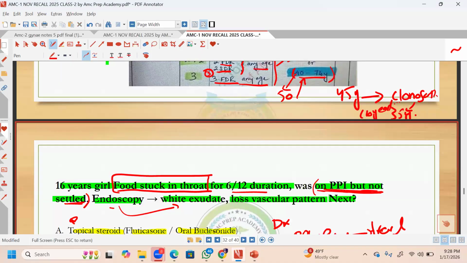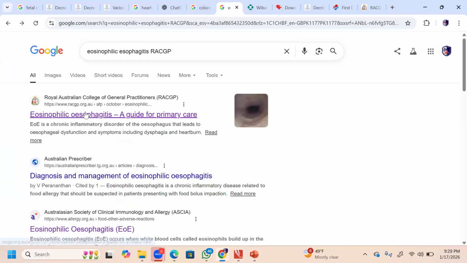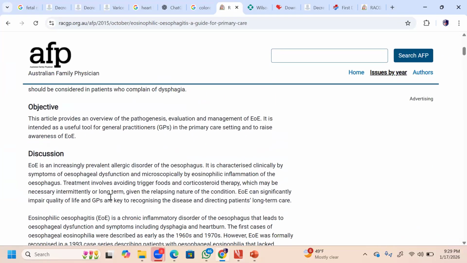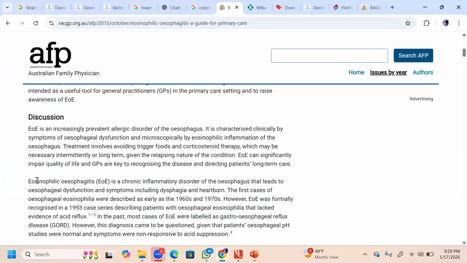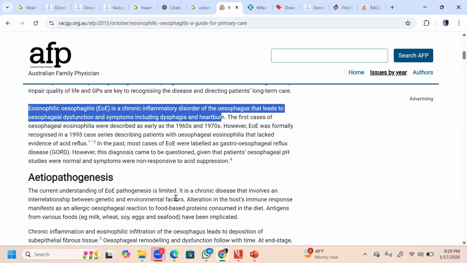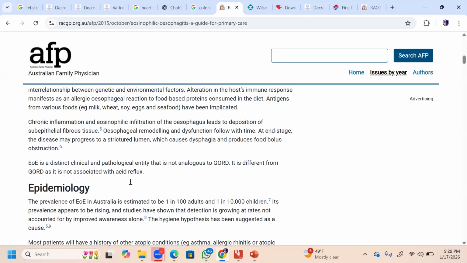So let us discuss with the help of the RCGP guideline. Let me show you. Just a second. Okay, doctor, this is from the RCGP. Eosinophilic esophagitis is a chronic inflammatory condition of the esophagus that leads to esophageal dysfunction and symptoms including dysphagia and heartburn. So this is the overall picture, and there is no need to go into pathogenesis.